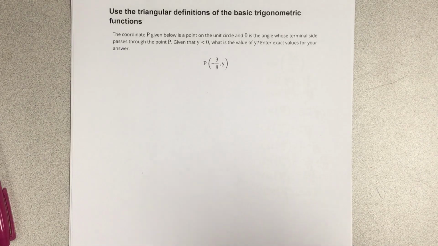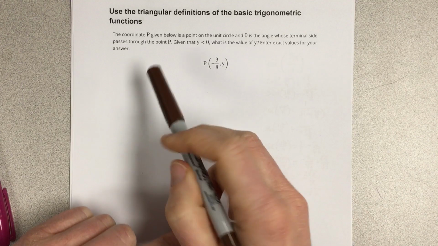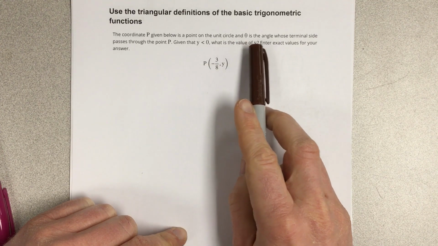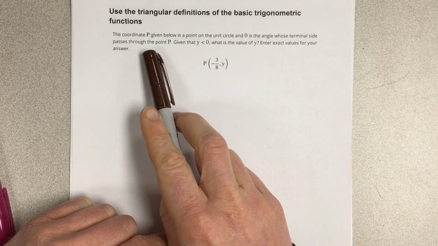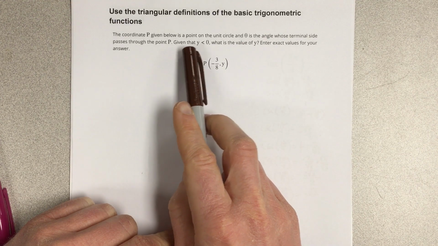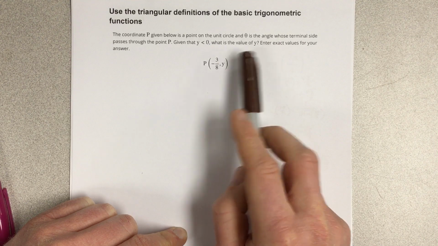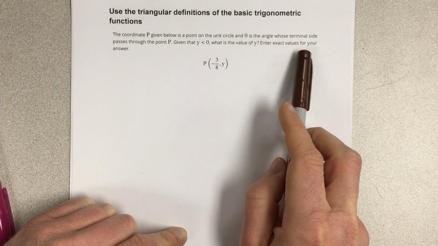In this video, we're going to use the triangular definitions of the basic trigonometric functions. It says the coordinate P, given below, is a point on the unit circle, and theta is the angle whose terminal side passes through the point P. Given that y is less than 0, what is the value of y? Use exact values here.